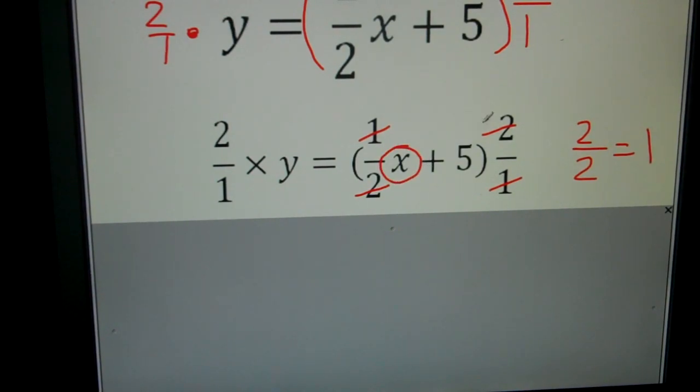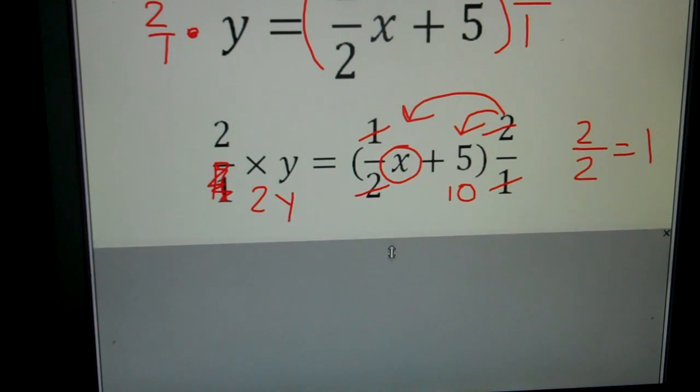That's what I want. However, I'm not quite finished because that's multiplying here. I also have to multiply this 5 by the 2. Well, what's 5 times 2? That's going to be 10. Okay? That's the right side. Look at the left side. 2 over 1, well, we just know that that's 2. What's 2 times y? That's going to give me 2y.